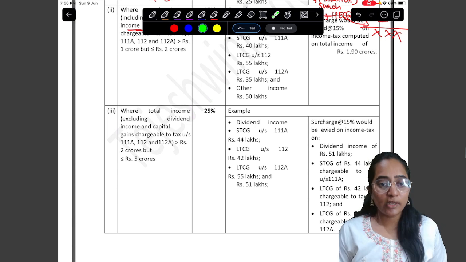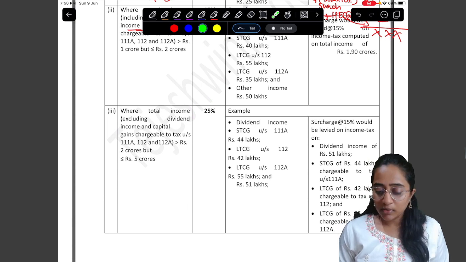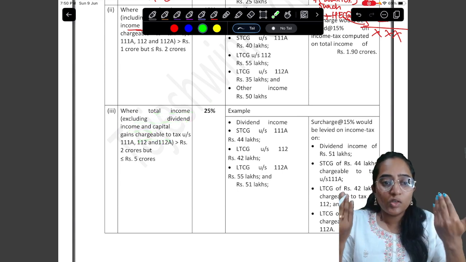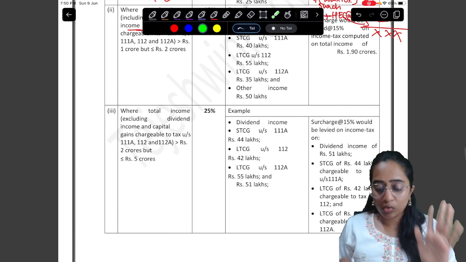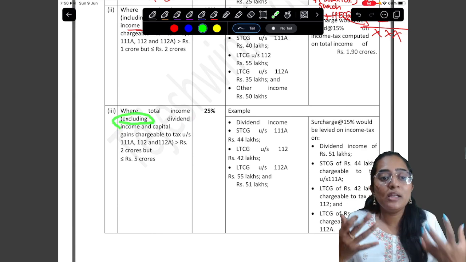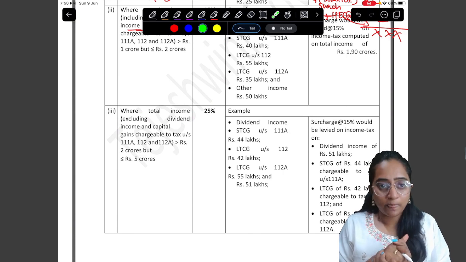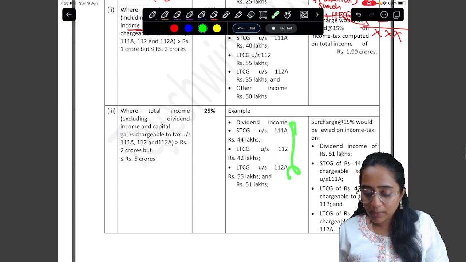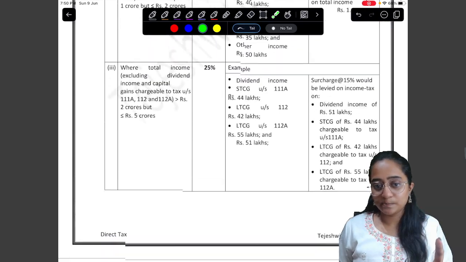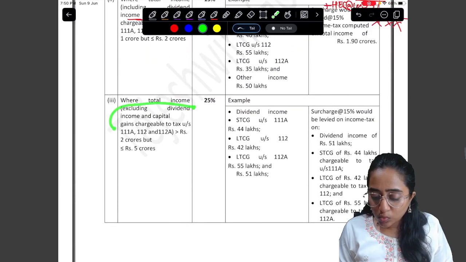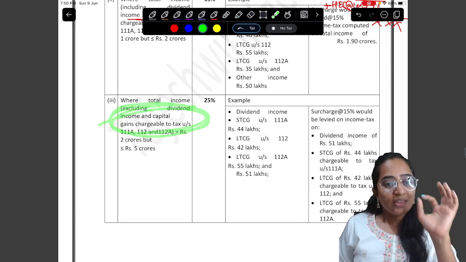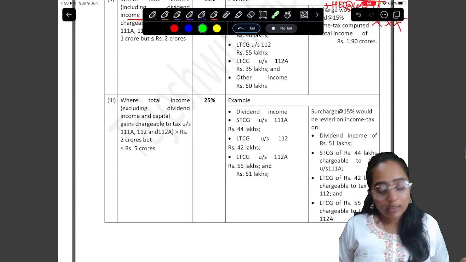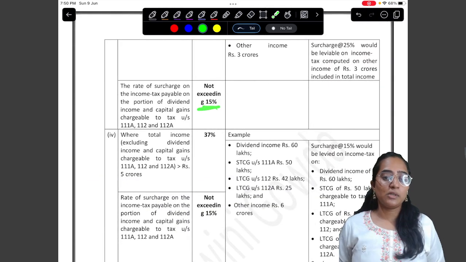It's going to be 25%. Everyone, where the total income excluding dividend and capital gain is greater than 2 crore, less than or equal to 5 crore. Remember people, I'm excluding dividend and the capital gain over here. If I exclude that, whatever the income which I get, for that I'm going to record 25%. What about the excluded part which I've recorded over here? The excluded dividend income and capital gain, always and always remember, can never exceed 15%.